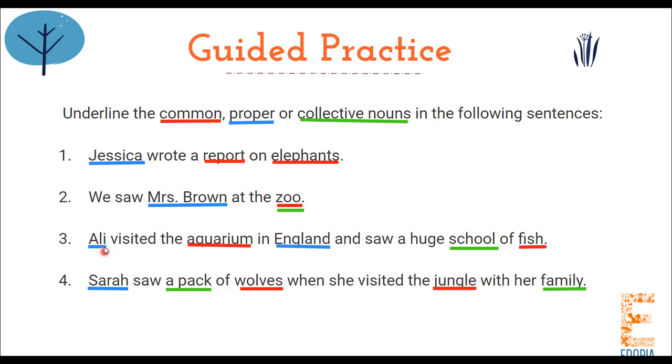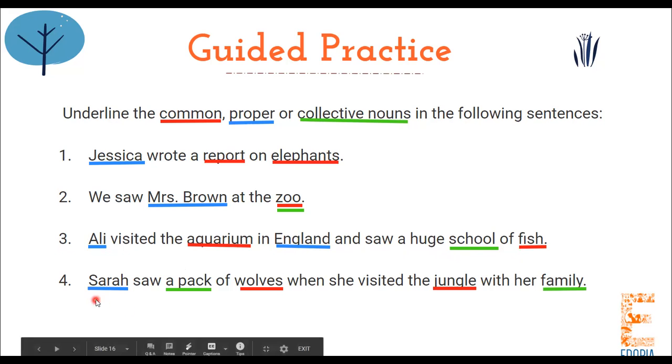Moving on to the third one. Ali visited the aquarium in England and saw a huge school of fish. Now over here, Ali is a proper noun, the name of a person. Aquarium is a common noun because it can be any aquarium. There's no specific name of the aquarium. England is the name of a country. And saw a huge school of fish. Now over here, school is a collective noun and fish is a common noun because it can be any fish. But fish swim together in the form of a group. They're basically called a school of fish. Rather than fishes swimming together, they're called a school of fish was seen swimming.